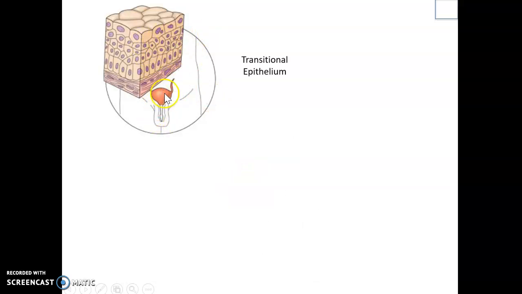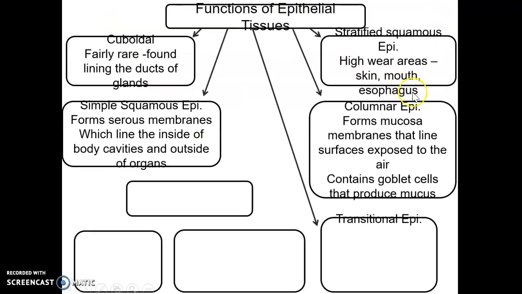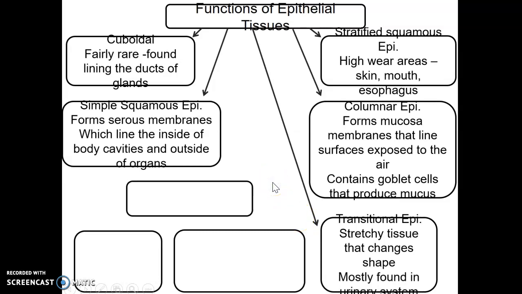But if they get stretched, for example, this is in your bladder. As your bladder fills up, this gets stretched this way, and it flattens the cell out. So they change from more cuboidal looking to more squamous looking. And so that's called transitional epithelium because it changes as it stretches, okay? And so it changes shape or transitions from one shape to another as more pressure is put on it, all right? And so this is very stretchy tissue that can change shape. All right, and it's mostly found in the urinary system because it's going to stretch and get bigger.